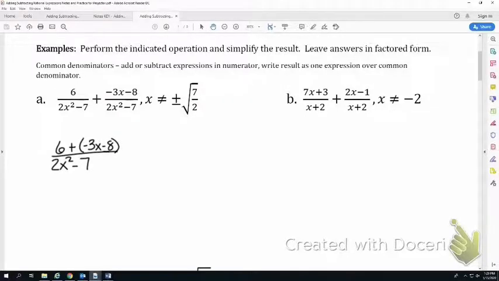And I'm going to talk about when you especially need it and when you may not necessarily have to write it in there. Okay, but if I take this, so I've combined them. Now I need to simplify my numerator. Is that plus sign, if I distribute it in, is that going to change anything over there? Yes. No. If I distribute a plus, it's not going to do anything. So I'm going to end up with 6 minus 3x minus 8 over 2x squared minus 7.